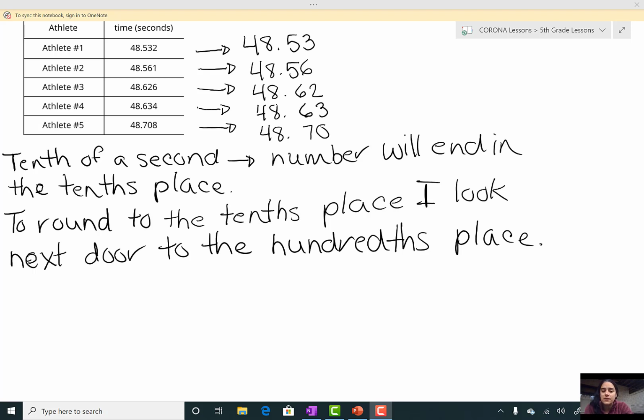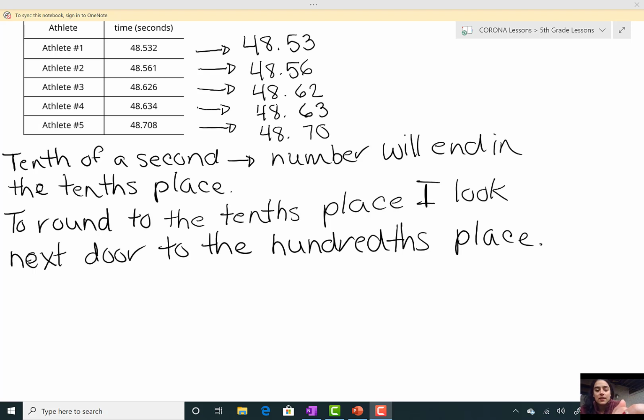All right, now let's look at what happens if we record these 5 athletes' times to the nearest tenth of a second. A tenth of a second means the number will end in the tenths place. To round to the tenths place, which is what we're doing if we want to list the athlete's time to the nearest tenth of a second, I look next door to the hundredths place. So what I did was I rewrote these athletes' times with just the digits in the tens and ones, and then the tenths and hundredths.